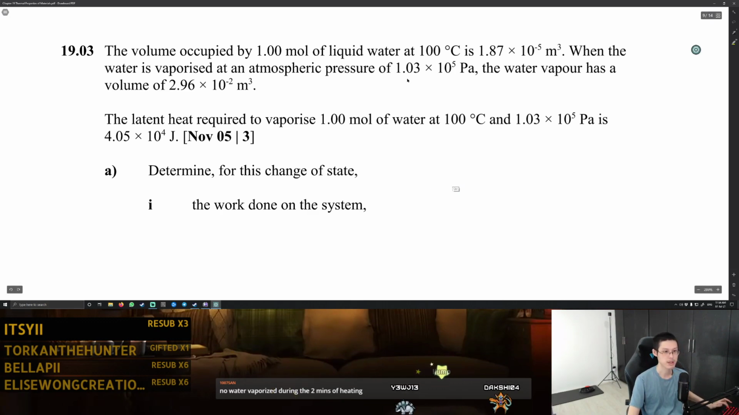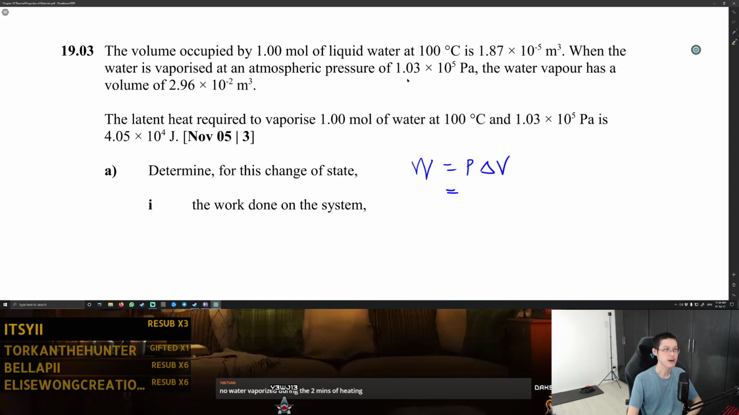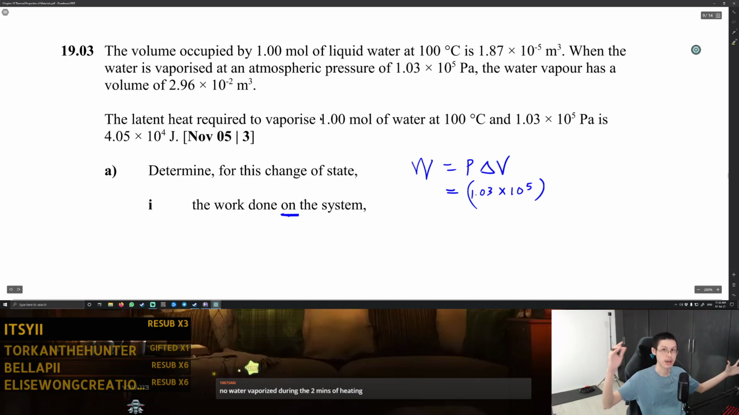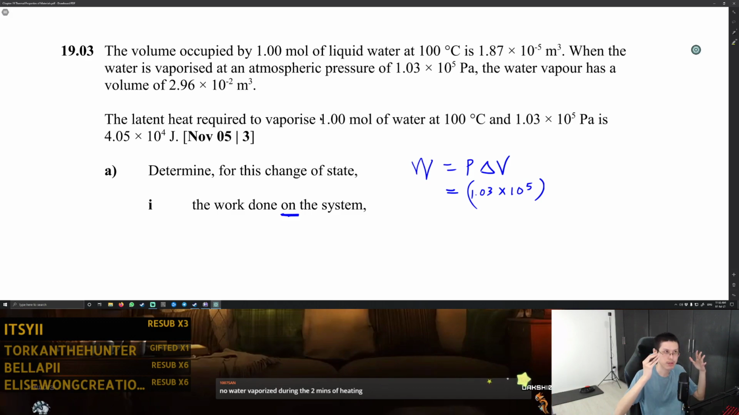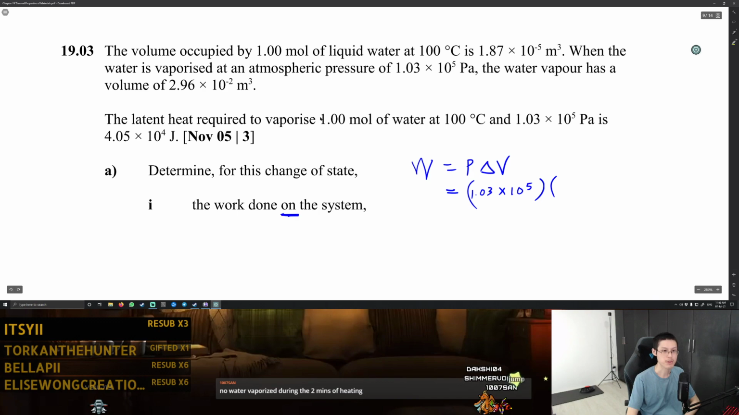Constant pressure means we can use W equals P delta V. So what is P? P is 1.03 times 10 to the power of 5. So this is work done on the system. And you can see that the water is being vaporized, which means your volume would increase. So the work done on the system should be negative, because if the work done is positive on the system, then it should be decreasing the volume, right? So we're going to put here negative.